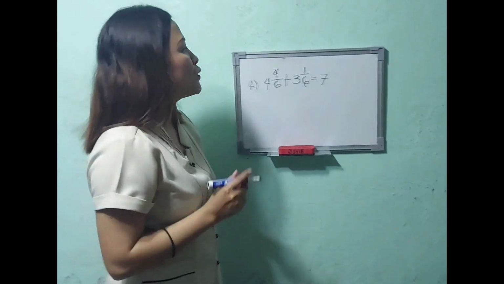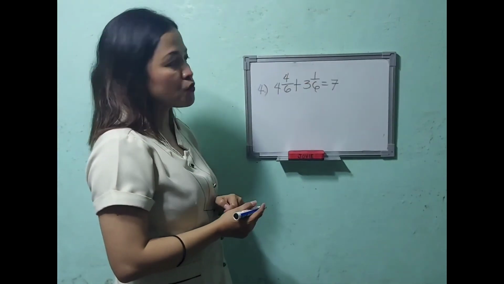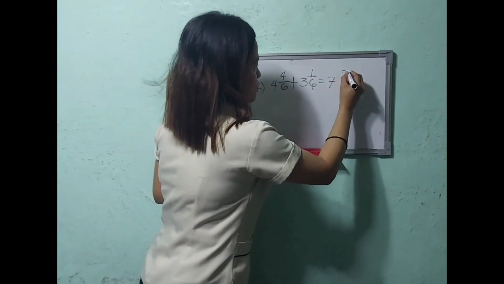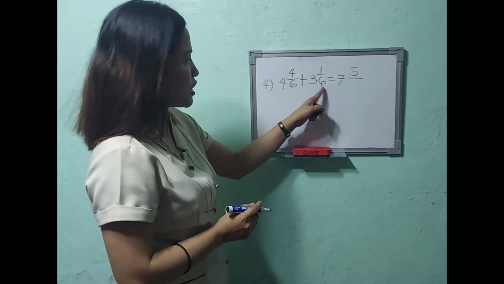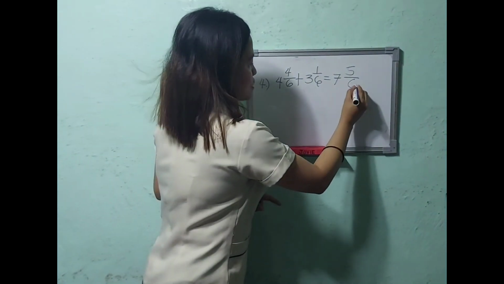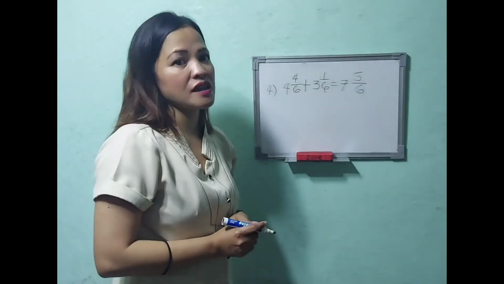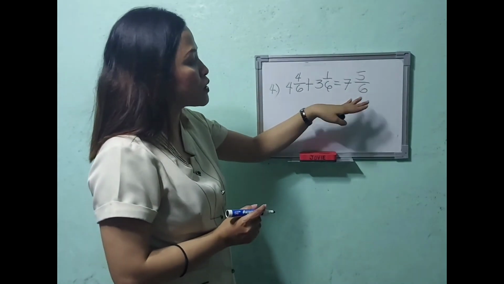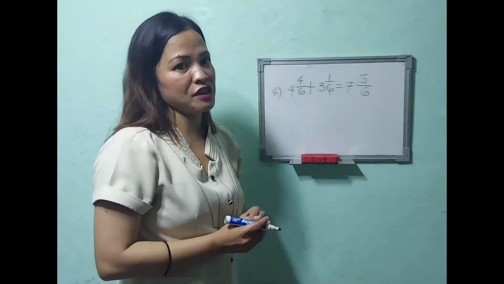Then, step 2, we need to add the numerator. So, 4 plus 1 equals 5. And third step, copy the denominator, which is 6. So, our answer is 7 and 5/6. This is already the final answer because 5/6 is already in simplest form.